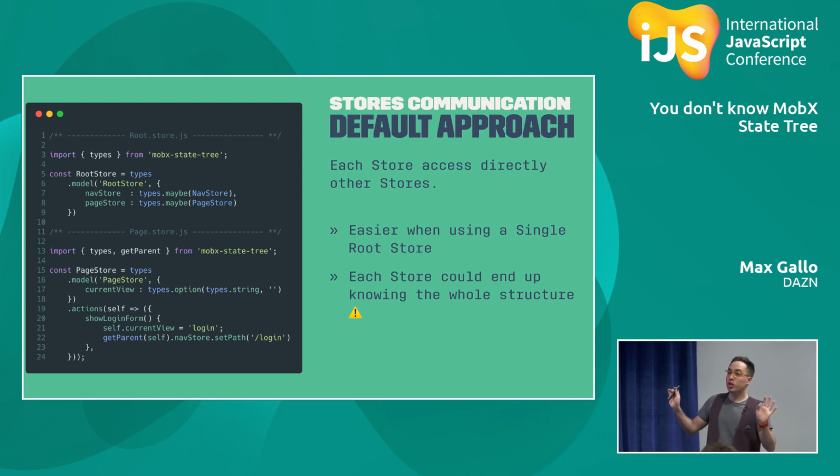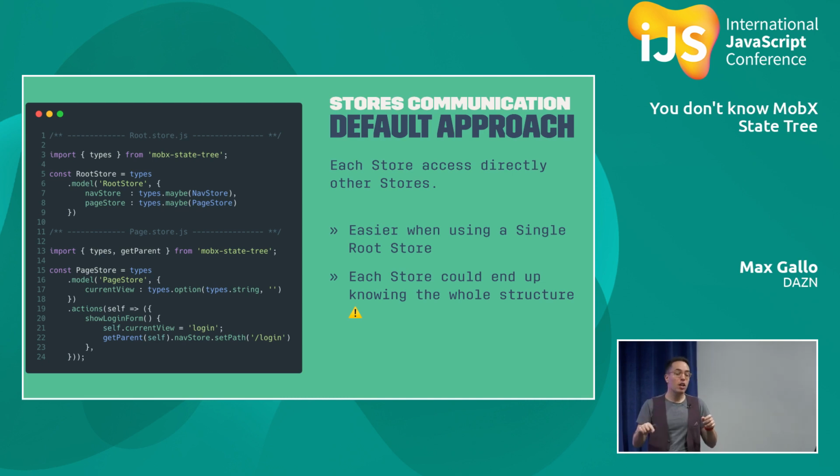So the default approach, we have one root store which contains a few stores. Imagine that I have store A, which is the root, store B, and store C. My store B wants to talk with store C for whatever reason. What the default approach suggests is to pass through the parent and go to the children. How are we going to do that? With the methods that I told you before.